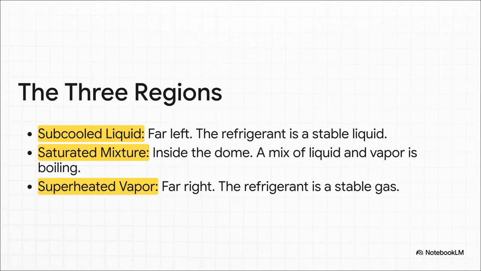That's it. Now, you see this big dome shape that dominates the map? It divides the whole thing into 3 zones. Way over on the far left, in the subcooled region, our refrigerant is 100% liquid. Way over on the far right, in the superheated region, it's 100% gas. And inside the dome, that is where the magic happens. That's the saturated mixture region, where our refrigerant is actively boiling and it exists as a mix of liquid and vapor. That's where all that amazing latent heat gets soaked up.